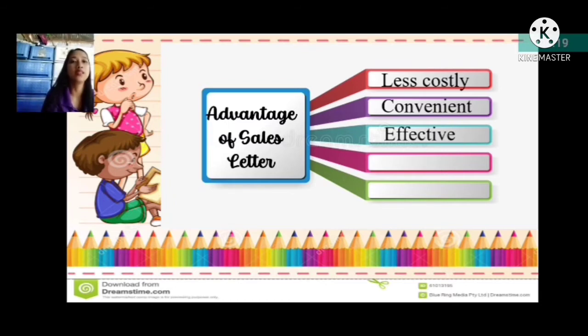Effective. A sales letter is effective in reaching a client where a salesman cannot. It reaches a number of clients all at the same time. Address to market. Sales letters address the market by means of written and non-written letters about products or services, giving them to their customers or consumers. And last is comprehensive. A sales letter is more comprehensive in talking about your product in a very concise and precise manner.